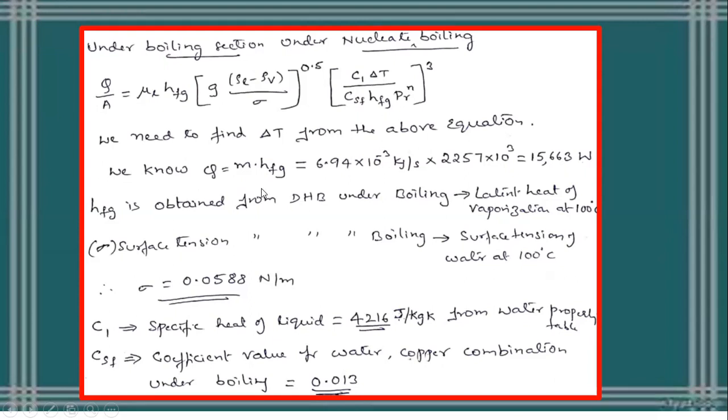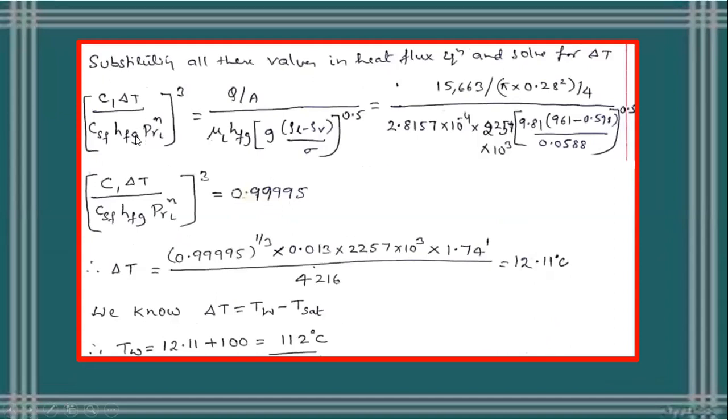Then area, Q by A. What is the area? Assume it as a circular pan, so area is pi d square by 4. The diameter of the pan is given, so pi into d square by 4 gives you the area of the pan. Once you get all these things, substitute in this expression and get the value of delta T.